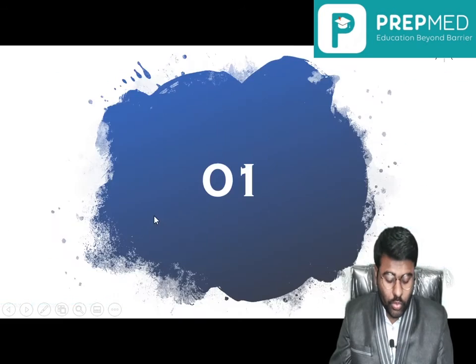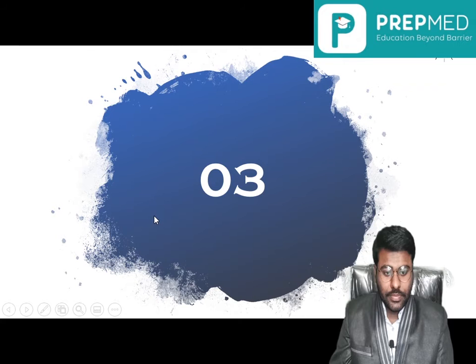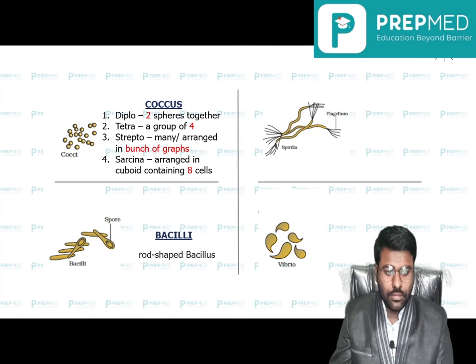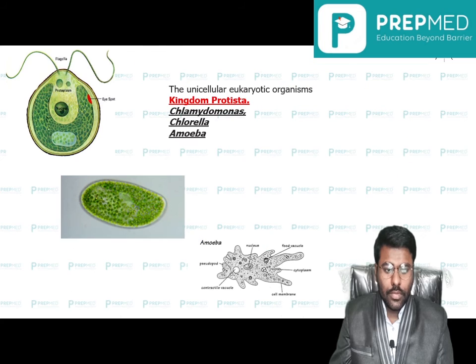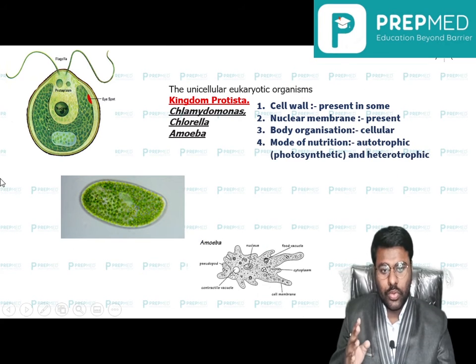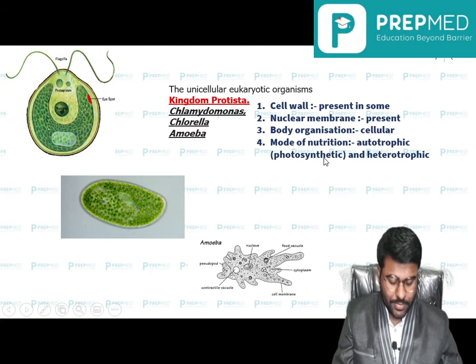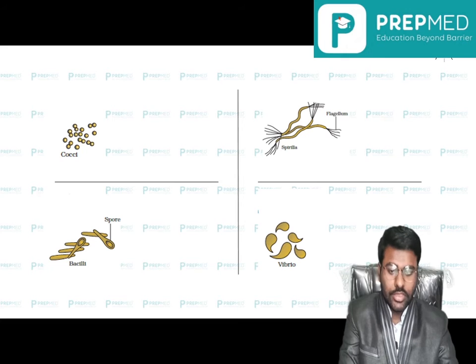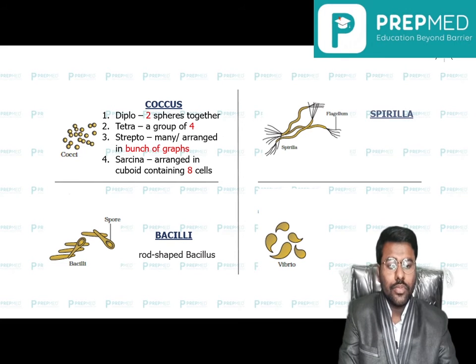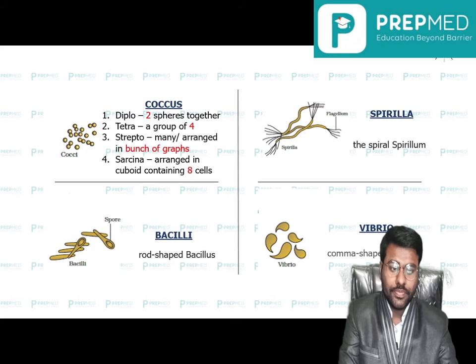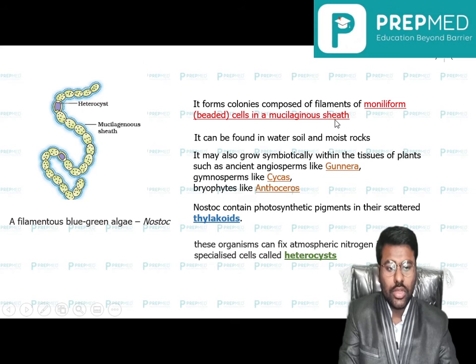Okay, so a quick recap. First of all, we know Chlamydomonas, Chlorella, Amoeba. They are in the kingdom Protista, and there are 4 important points regarding the kingdom Protista. Coming to the next image, where we can see Coccus, Bacilli, Spirillum, and Vibrio. Next, this is Nostoc. The most important things are the thylakoids and the heterocysts.